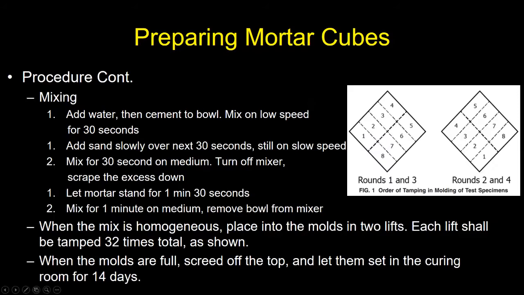So for mixing, you will add your water to the bowl and then your cement, and then you want to mix in that mixer for 30 seconds on slow, and then you add your sand slowly over the next 30 seconds, still on slow speed. And once the sand is completely mixed, you want to turn it off, set it to medium, and then mix for 30 seconds.